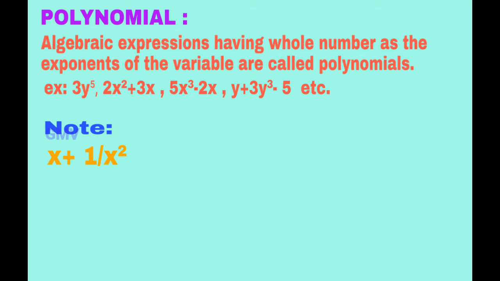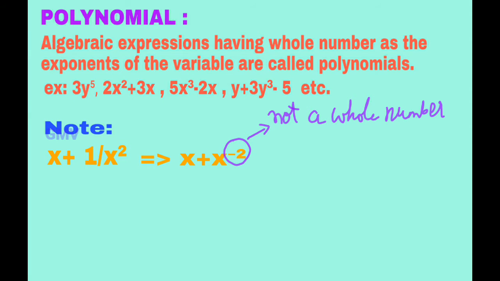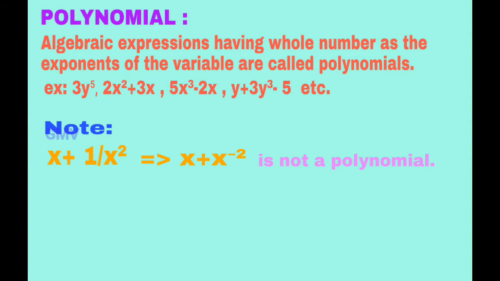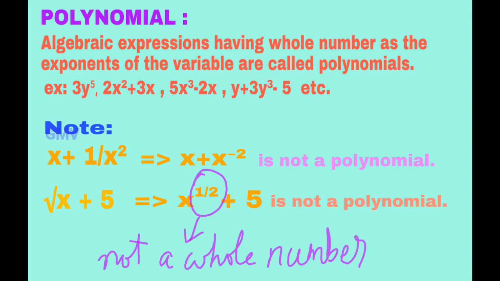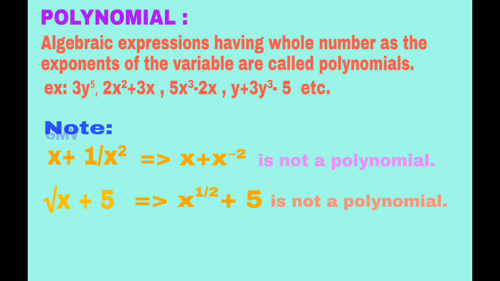If you take x plus 1 by x square, this can be written as x plus x power minus 2. Here, the power of the variable is negative. Hence, this is not a polynomial. If you take root x plus 5, this can be written as x power 1 by 2 plus 5. Here the power of the variable is a fraction. Hence this is not a polynomial.